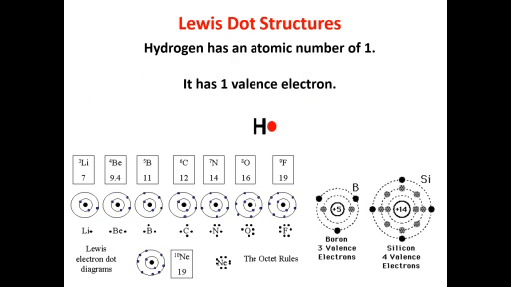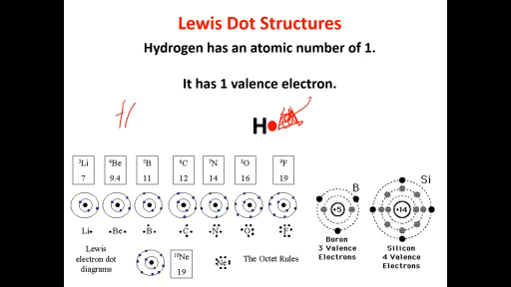Looking at hydrogen. Hydrogen has 1 valence electron. So you have the chemical symbol H and a little dot. This represents its valence electron. So thinking about valence electrons, you have 1 valence electron in 1 atom of hydrogen.